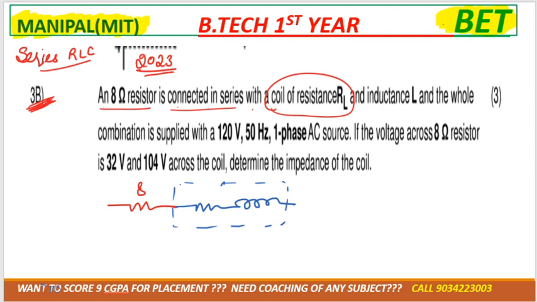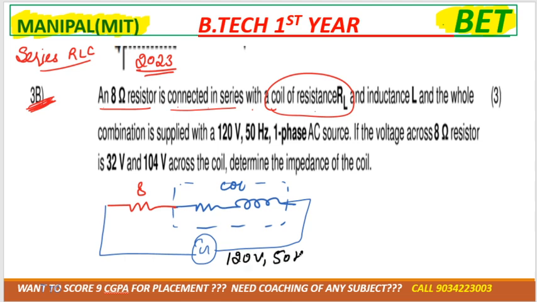R and L they mention also, and the whole combination is supplied with a 120 volt, which means the total voltage is 120 volt, with a frequency of 50 hertz. We have to make the diagram like this only.